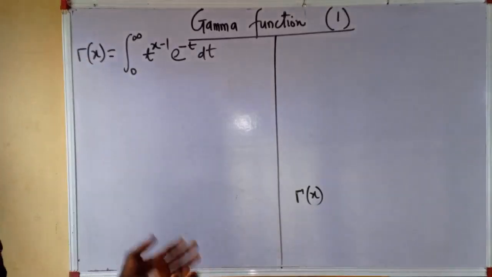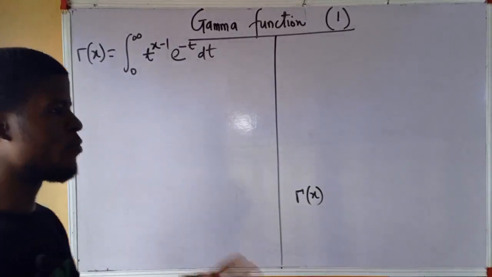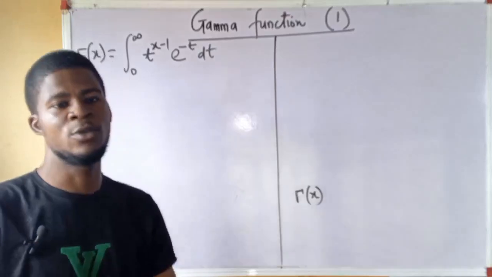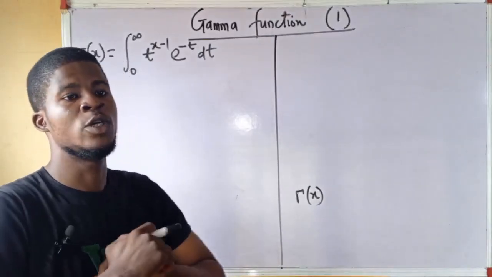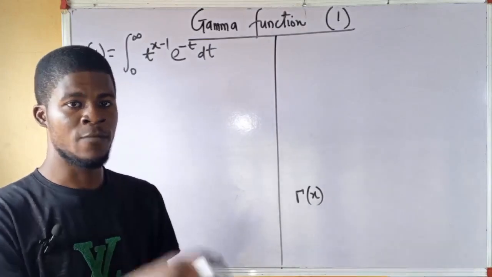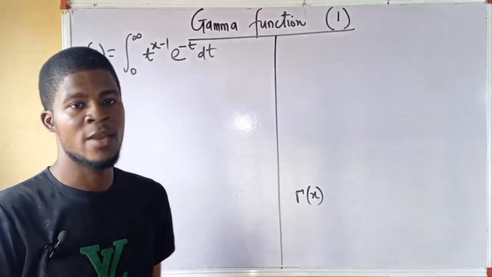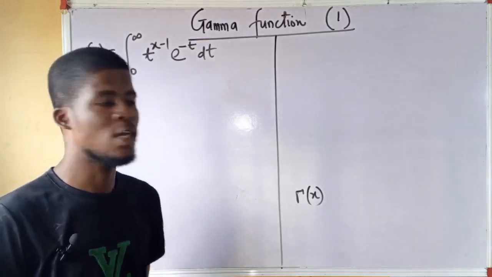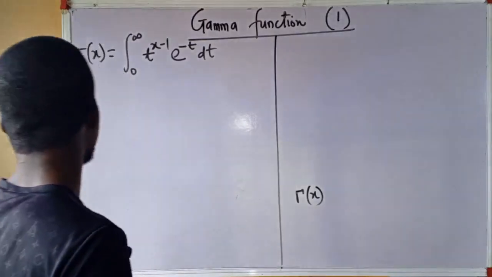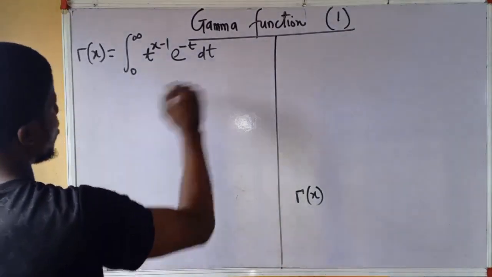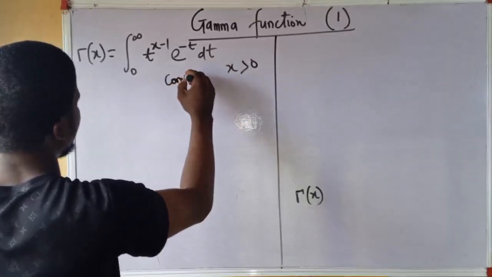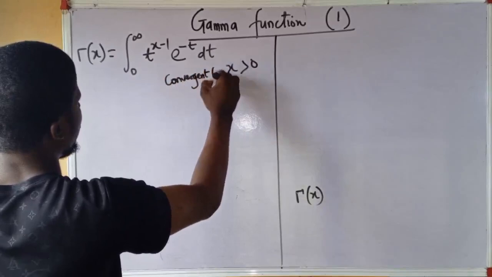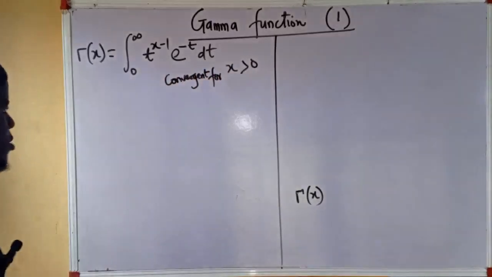This is the definition. There are a lot of proofs in this gamma function, but I will not go through any of them in this particular video. What we are doing here is just to apply the formula and solve problems. That's what we are doing basically. Okay, and this is convergent for x greater than 0.